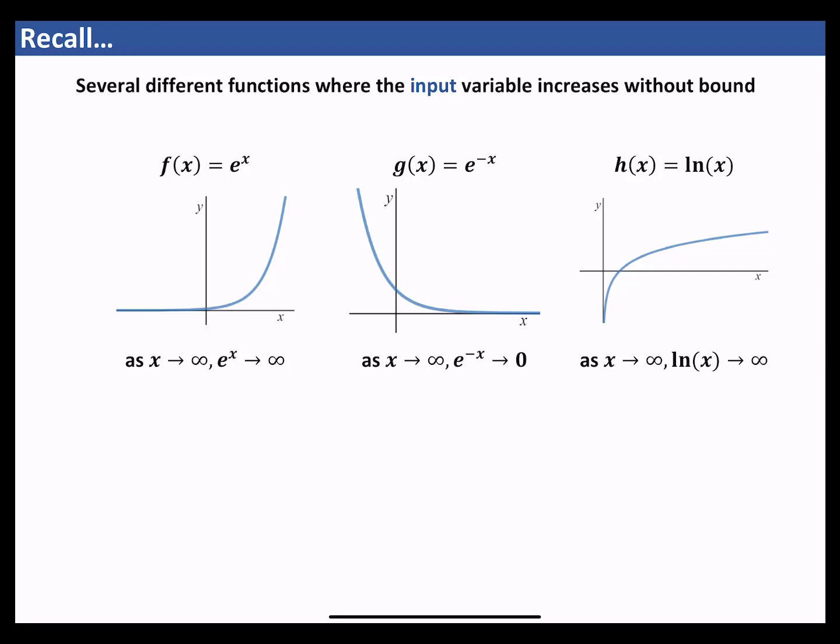For instance, we have regularly observed that as x increases without bound, e to the x increases without bound, which means that by allowing x to get bigger and bigger without bound, we can make e to the x also get bigger and bigger. Similarly, we've observed that as x increases without bound, e raised to the negative x tends toward 0, which means that by allowing x to get bigger and bigger without bound, we can make e raised to the negative x get as close to 0 as we'd like, without e to the negative x ever equaling 0, since e to the negative x is always positive.